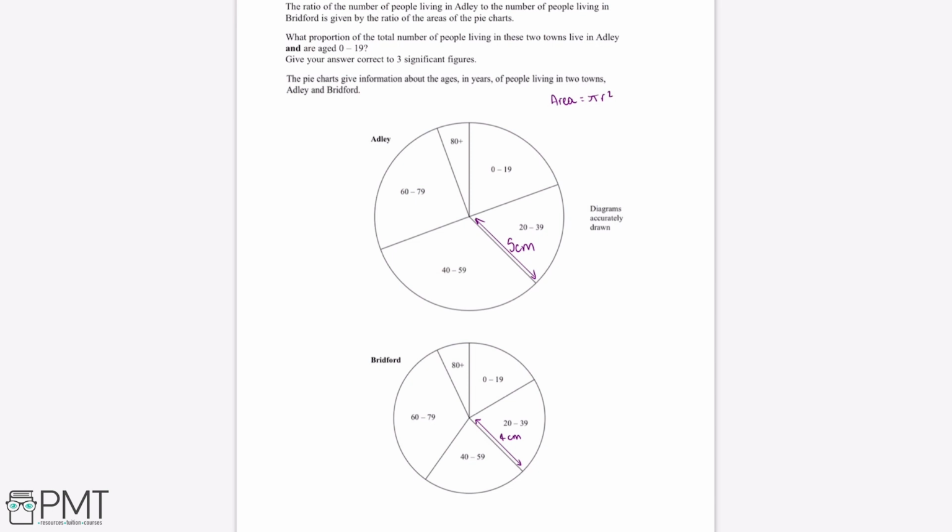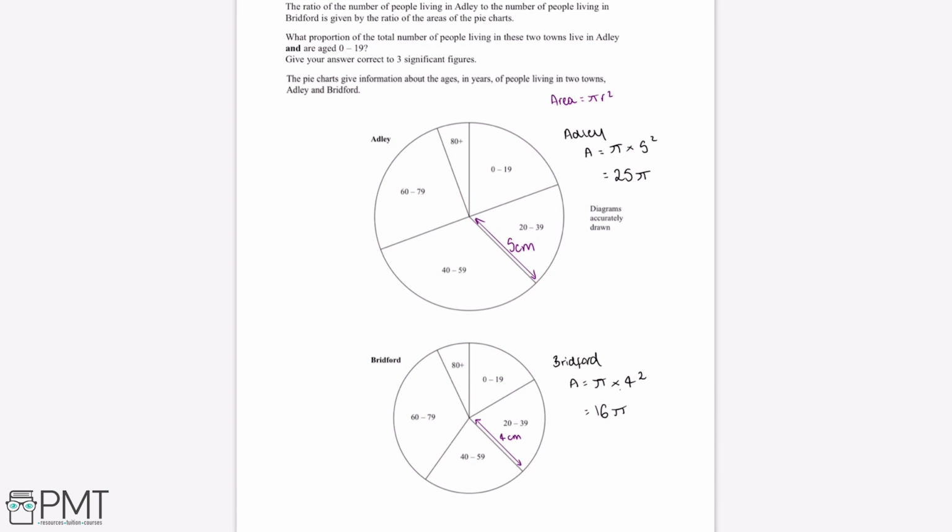So the next thing we can do is substitute the values into the formula for the area of a circle. If we start off with Adley, the area will be equal to pi multiplied by 5 squared. We can put this into our calculator and this will give us an answer of 25 pi. And we can leave this in terms of pi. Next we can move on to Bridford. Again our area will be equal to pi multiplied by the radius squared, which is 4. And this will give us an answer of 16 pi.